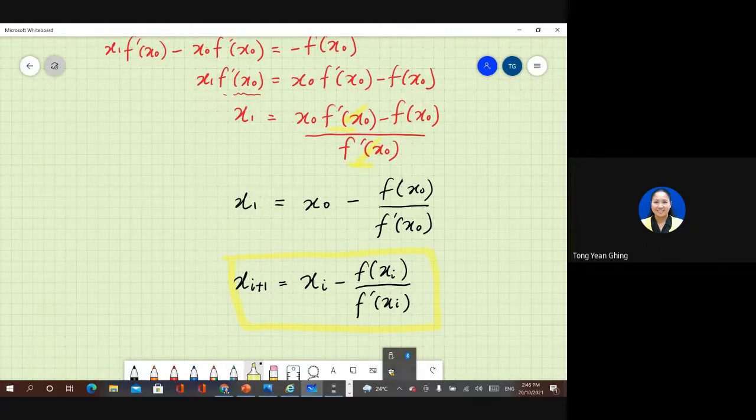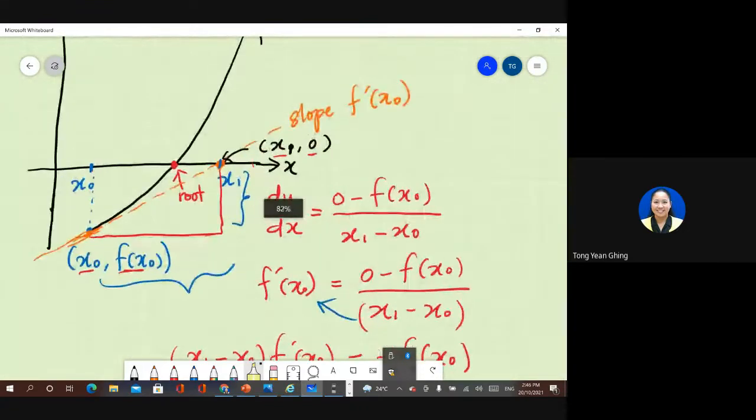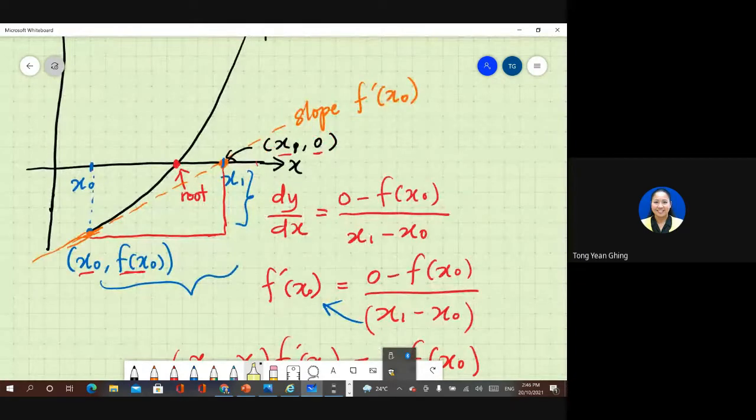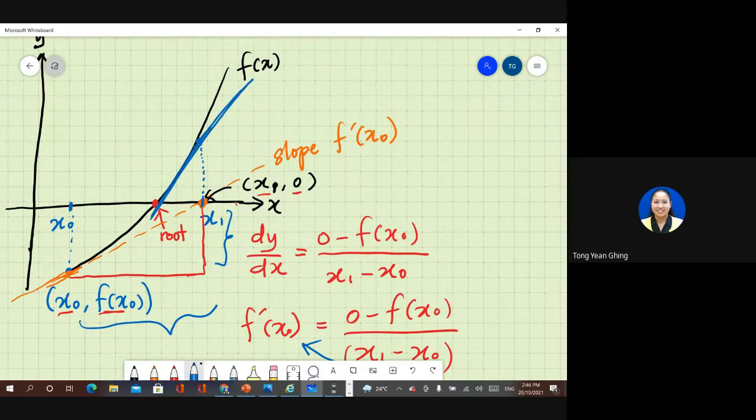Okay, let's repeat how it goes. When I get this x1, from this x1 I will project like this, project to this point on the curve. And then I will draw another tangent line from this x1. Now I got this x1, so I will draw another tangent line, this one through this point.